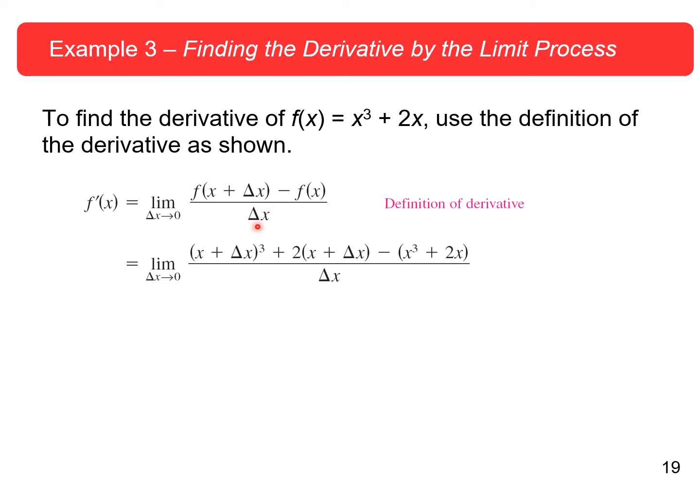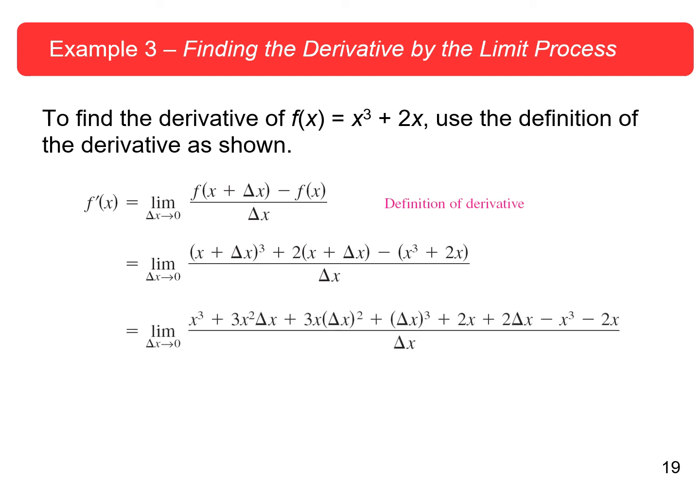So this delta x is replaced by x plus delta x, and then cube it. 2 times x plus delta x, minus the quantity, this whole quantity here, divided by delta x. Then you expand this. When you expand that, that is equal to x cubed plus 3 times x squared delta x plus 3x times delta x squared, and then cube the last term, times delta x cubed.